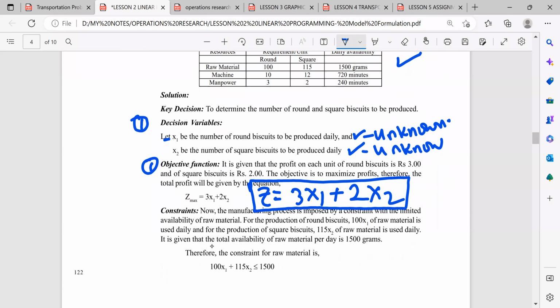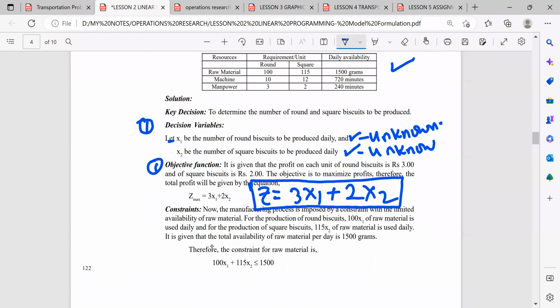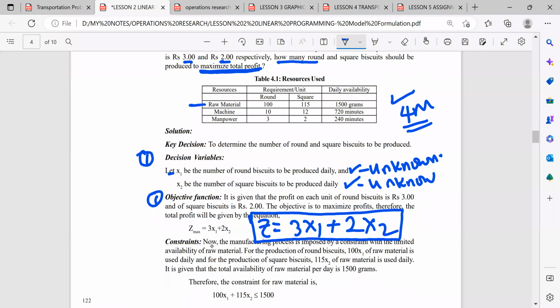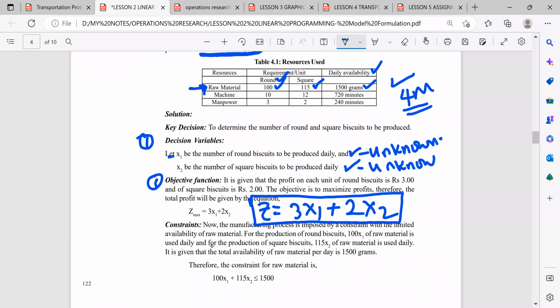Then what constraints are we working within? Okay. So from this table now, these are the 4 M's: the machine, men, etc. So the first constraint is raw material. And you are told that a round biscuit requires 100 units of raw material, and a square one requires 115 units of raw material. And the daily availability of raw material is 1,500 units. So we need an equation that will help us to capture that. And that is what we have here.